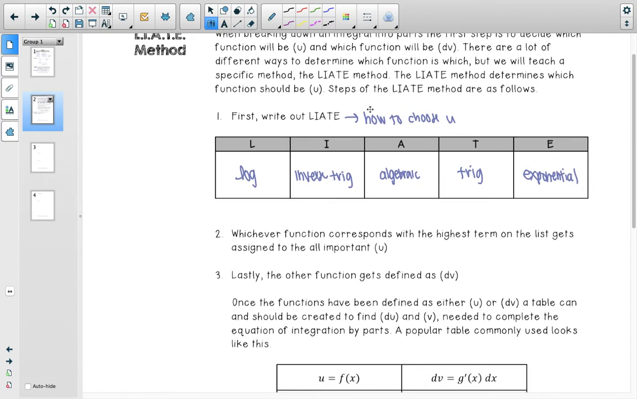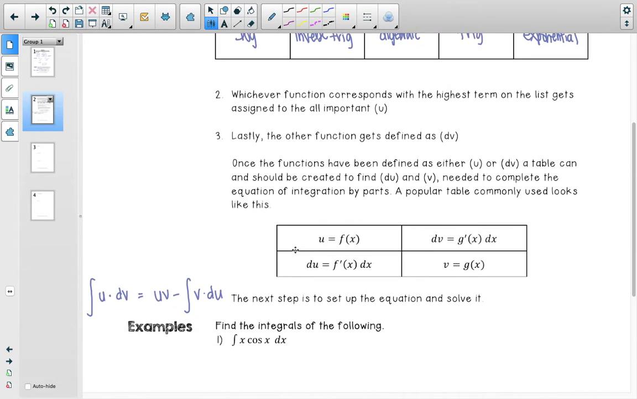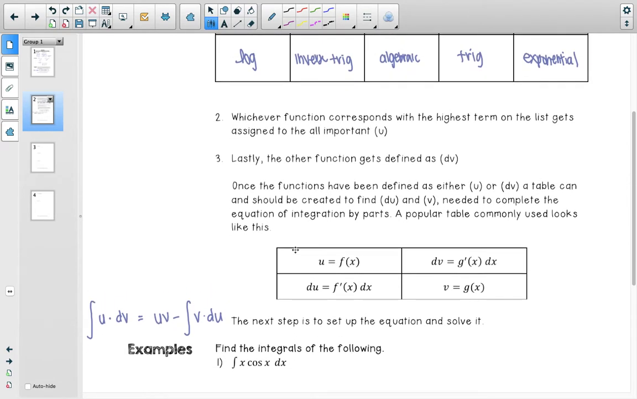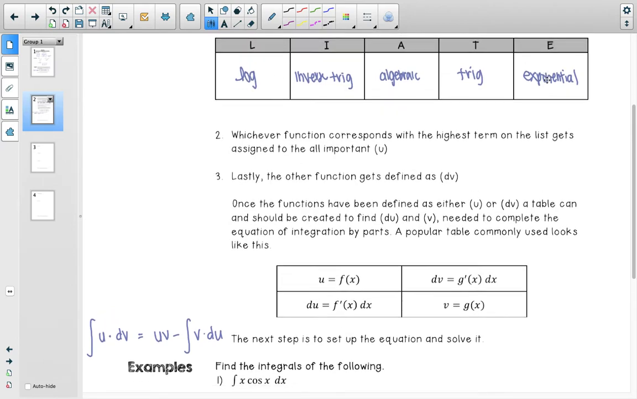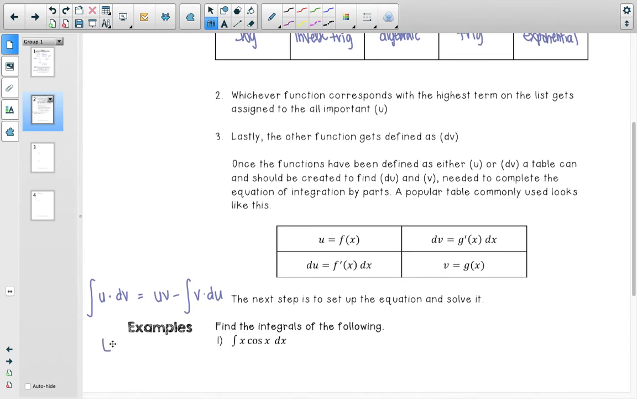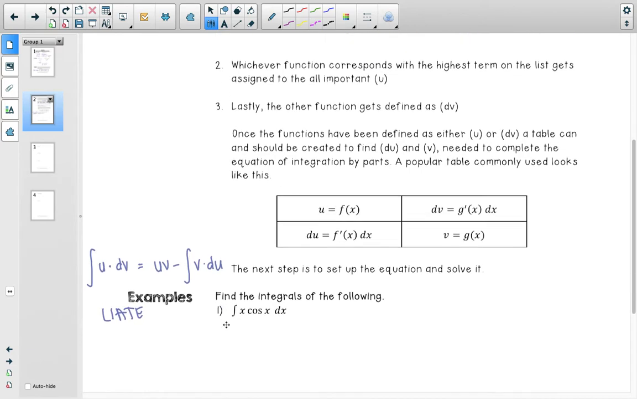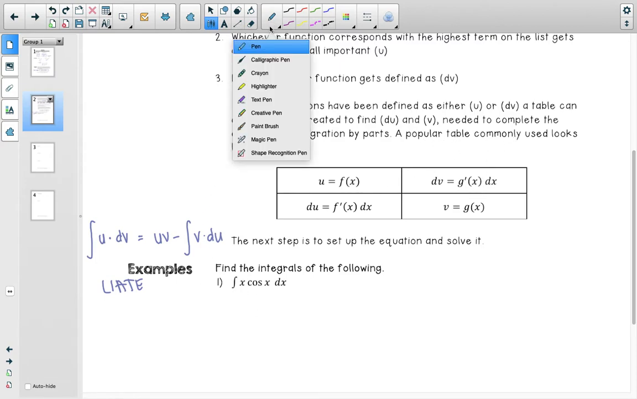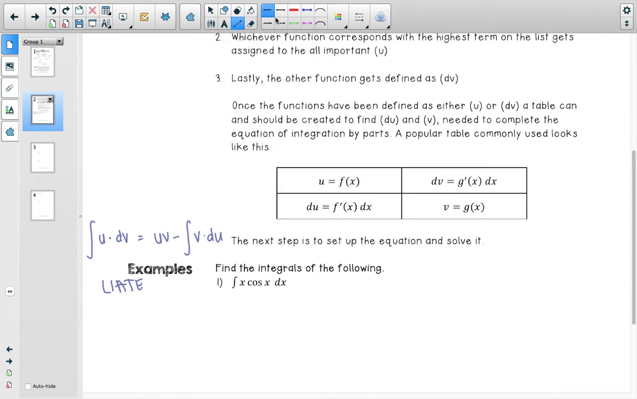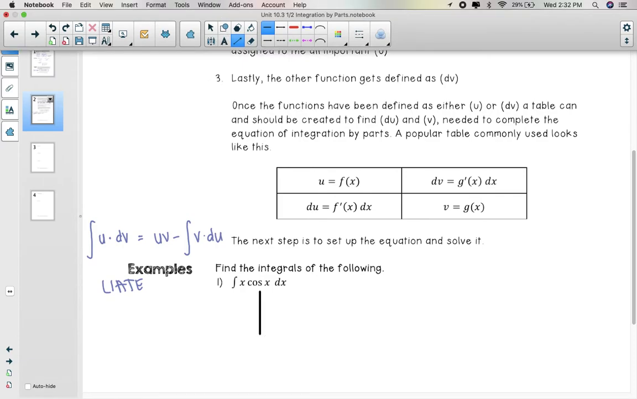So these are all the steps, and you can read through them, but I'm just going to jump right into it. The best thing I can tell you is just know LIATE and try to remember what it stands for, helping you pick the u. It does say down here you're going to make a table. I'll make it a table, but we don't need to make it too complicated.